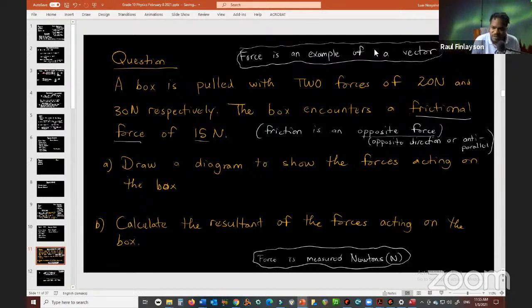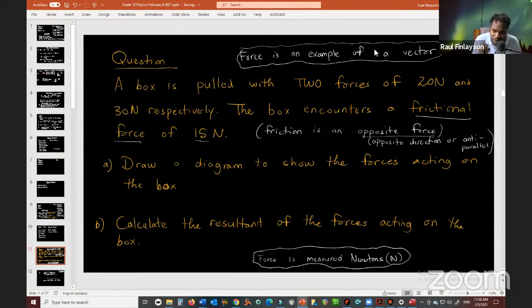The box encounters a frictional force of 50 newtons. All right, so I use this question to show you that friction is an opposite force. So like questions like these now, guys, they don't have to tell you that it's anti-parallel, because you learned that anti-parallel vectors are two vectors that go in opposite directions to each other. Well, friction and force, they are opposite to each other. So whenever I say force and friction, you're going to say to yourself, oh, this is anti-parallel vectors, right?